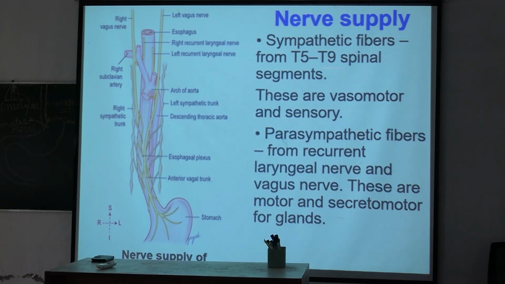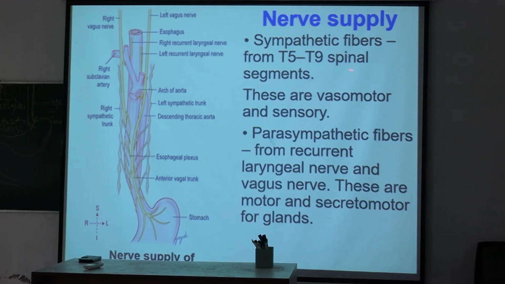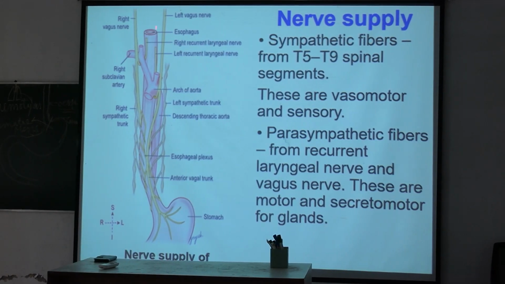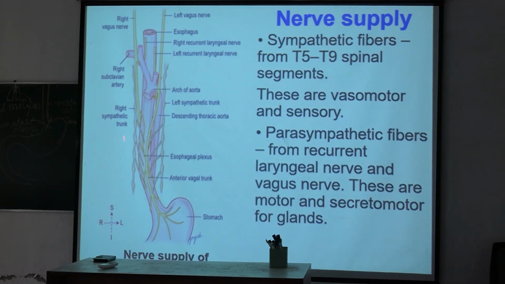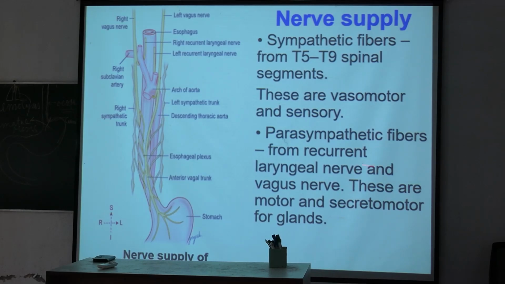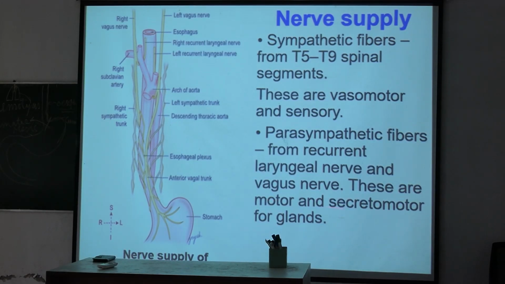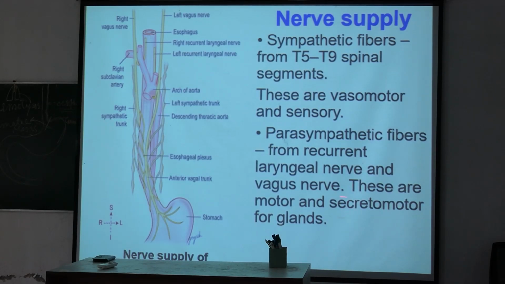And nerve supply, sympathetic fibers are coming from T5 to T9 spinal segments. See here, these are the nerves. These are the sympathetic chains. They are supplying the esophagus from these roots. T5 to T9 spinal segments, and they are vasomotor and sensory. And parasympathetic fibers are coming from the recurrent laryngeal nerve and vagus. See, these are the recurrent laryngeal nerve and these are the vagus. They are supplying the parasympathetic supply, and they are motor and secretomotor for the esophageal glands.